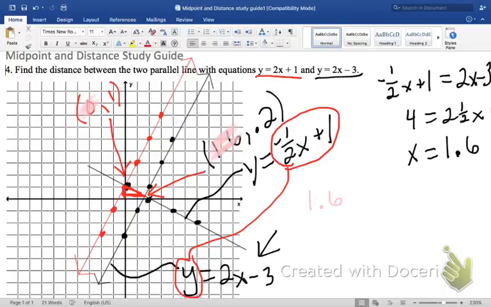Okay, now to find the vertical distance, I look at the y-coordinates, that one and that one. How far are those two apart? Well, again, that's pretty easy. They are 0.8 apart.